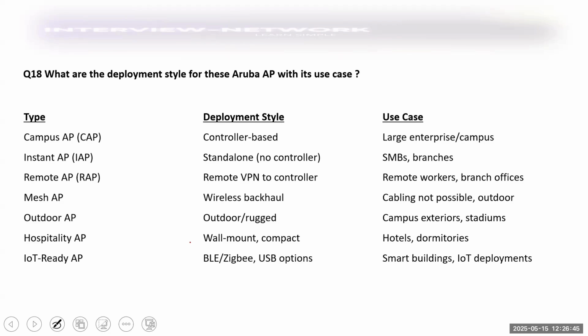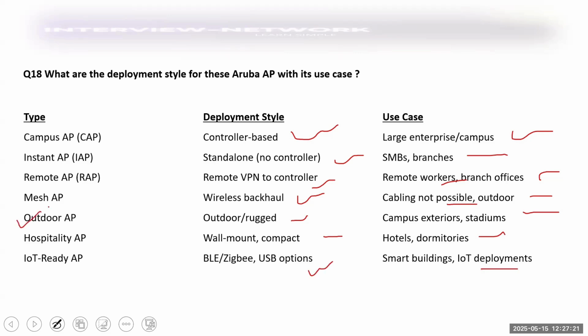For example, campus AP deployment style is controller based. Use case: large enterprise and campus. Instant AP: standalone, no controller. Small branches, we use it. Remote AP: remote VPN to controller. Use case: remote workers, branch offices. Mesh AP: wireless backhaul. Use case: cabling not possible or outdoor. Outdoor AP: outdoor rugged, campus exterior, stadium. Hospitality AP: wall mount, compact, hotels and dormitories. IoT ready AP: BLE, Zigbee or USB options, smart building or IoT deployments.